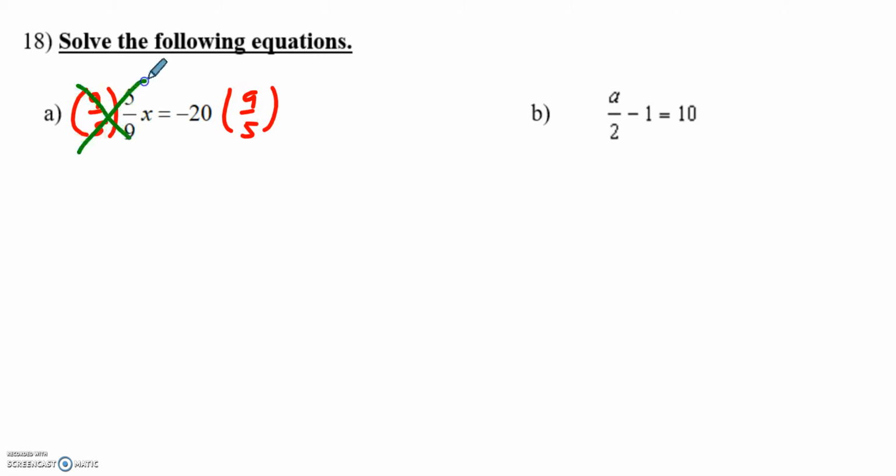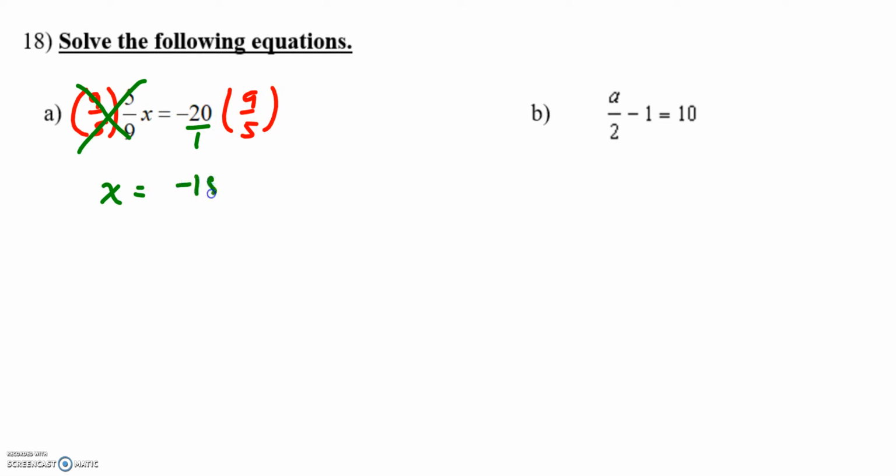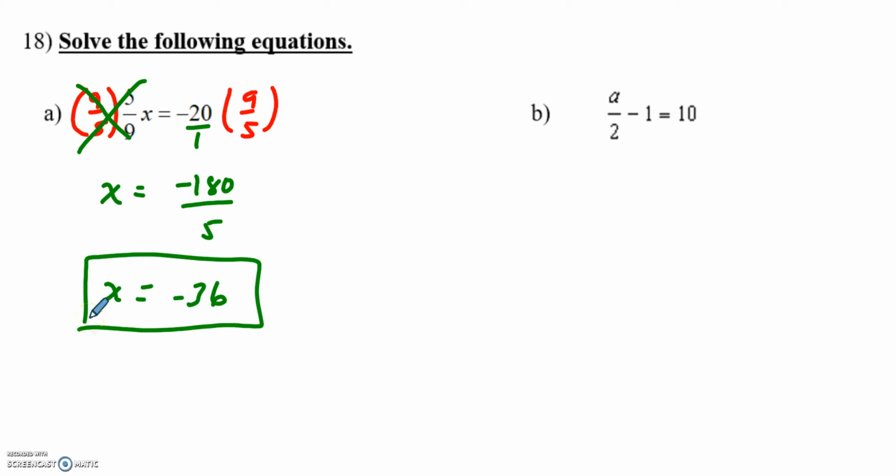So the 9s and 5s we cross out. So you have x equals negative 20 over 1 times 9 over 5. Negative 20 times 9 is negative 180. 1 times 5 is 5. Negative 180 divided by 5 is negative 36. So my answer is negative 36 for part A.